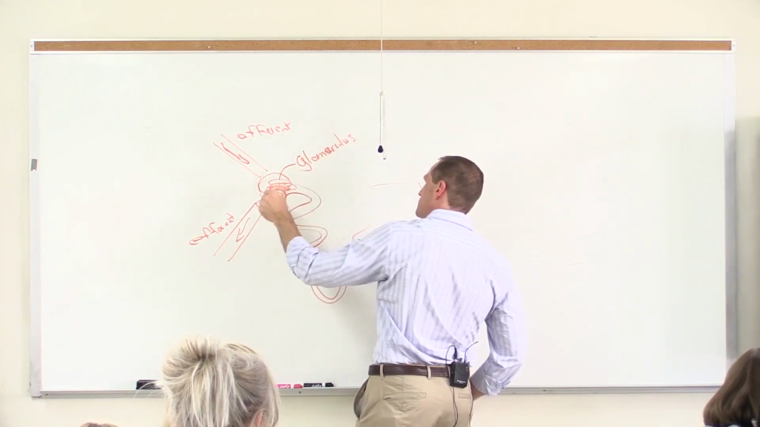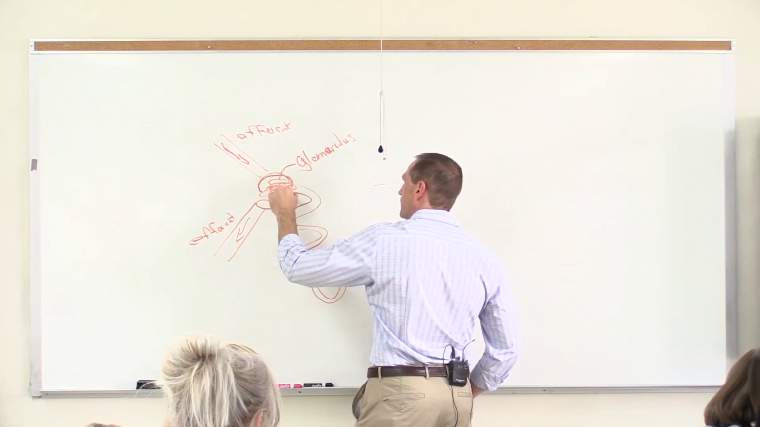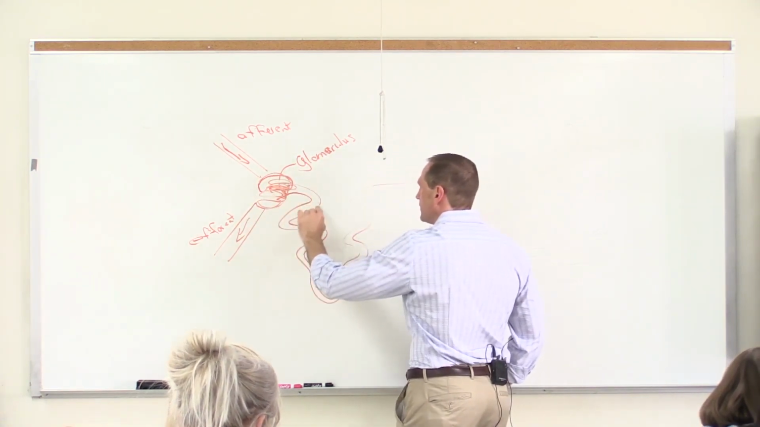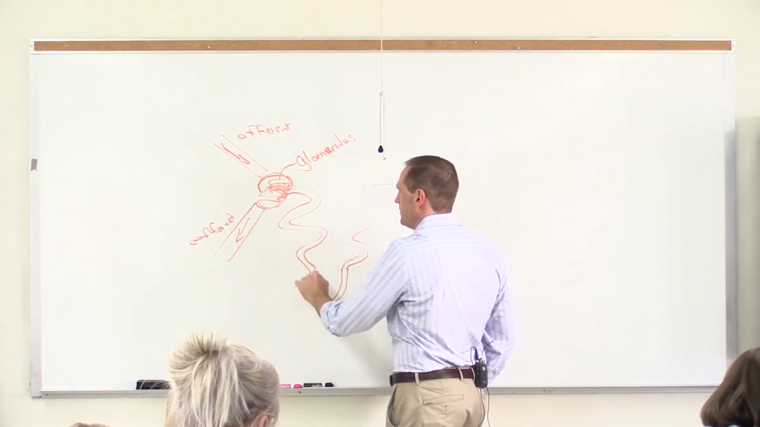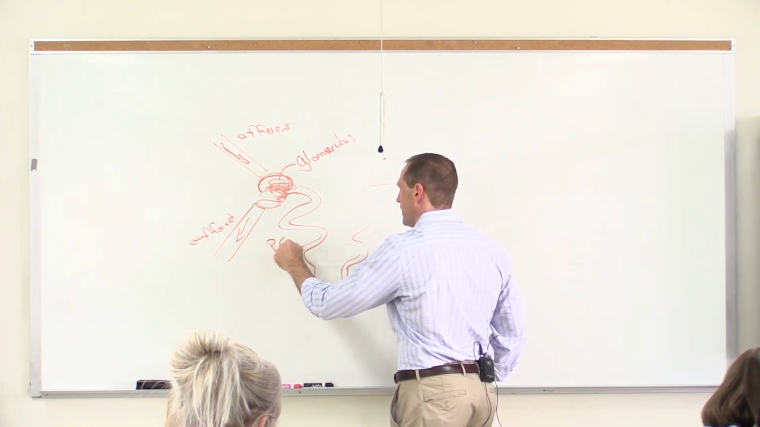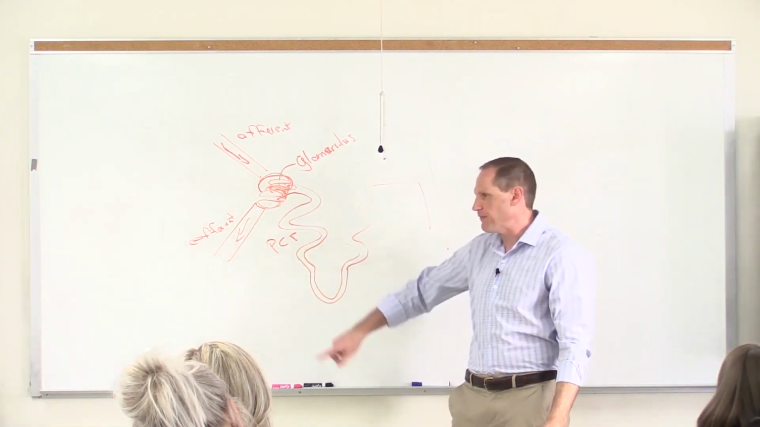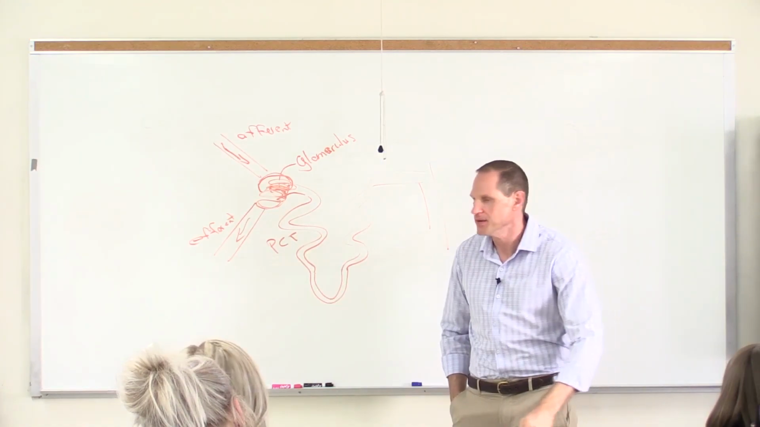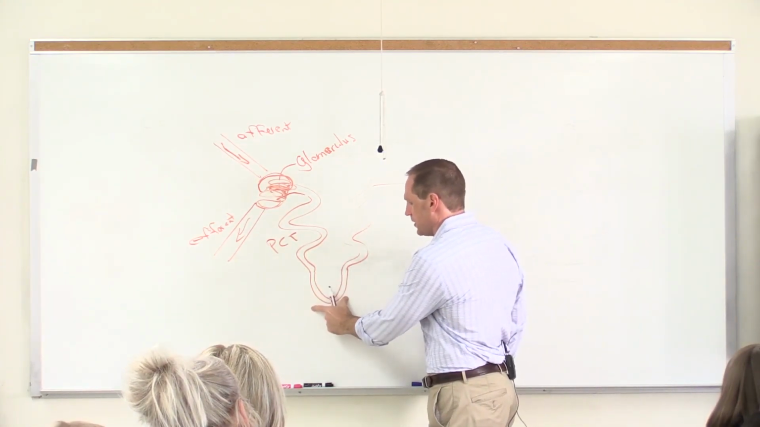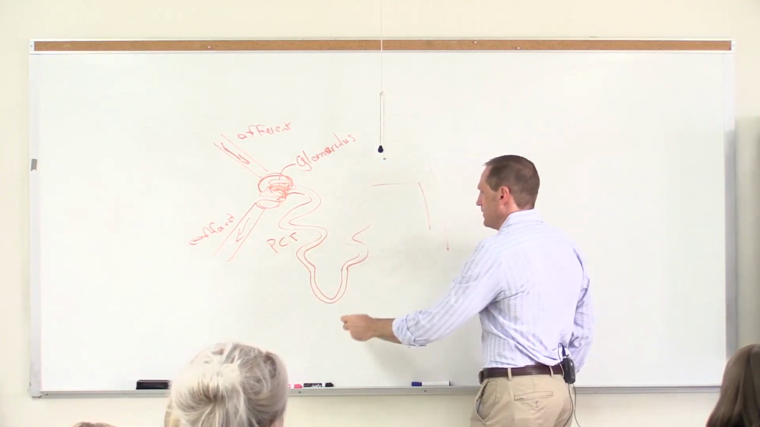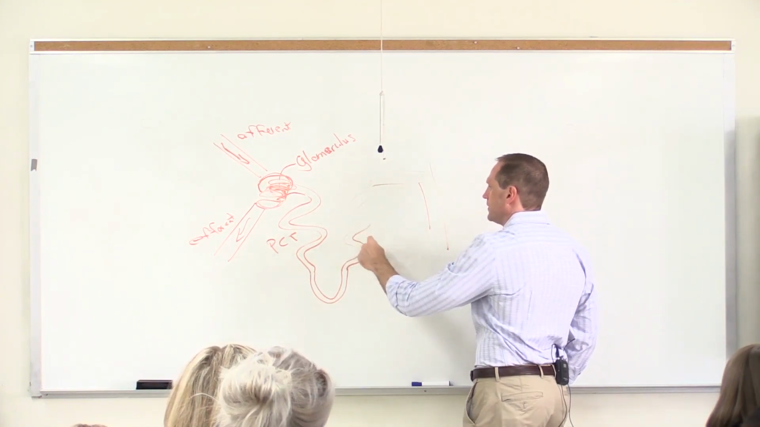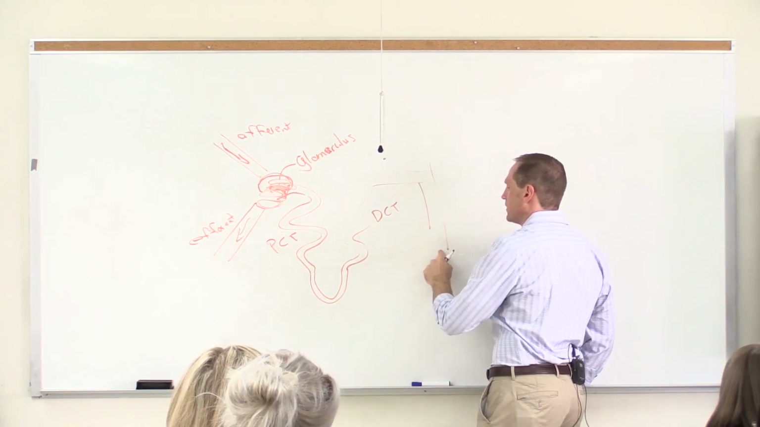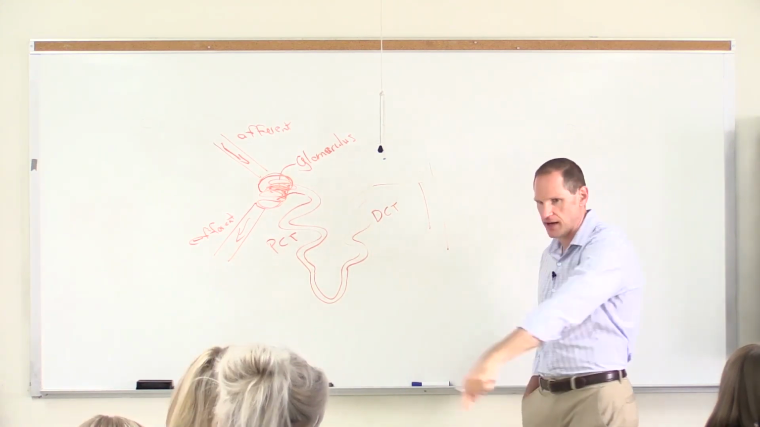What's this part right here on the outer part called? Bowman's capsule. Then the swirly part here is called the proximal convoluted tubule. In real life, it is much more convoluted than that, but hey, we have limitations. And then this bottom part is called the loop of Henle. And then this part up here, distal convoluted tubule. And then this last part is called the collecting duct.